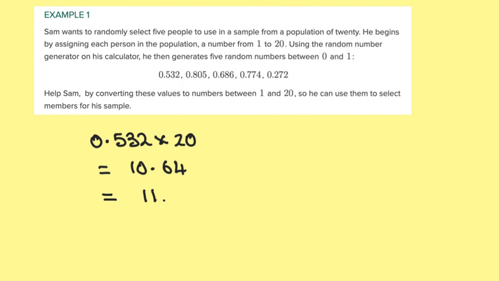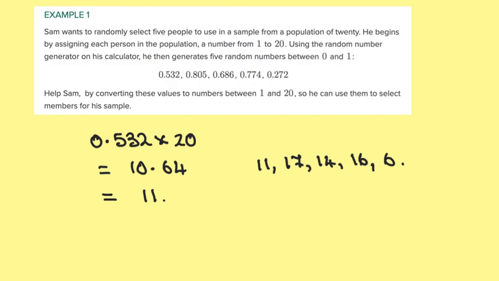Repeating this for the remaining values gives us 5 random numbers between 1 and 20. We would get 11, 17, 14, 16, and 6. Anyone who was assigned these numbers in the population would be selected for the sample.